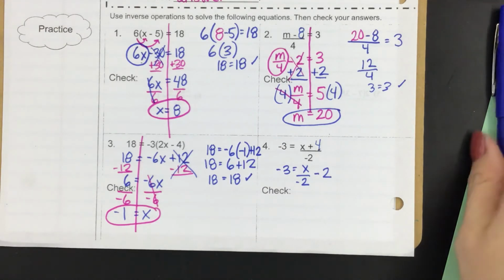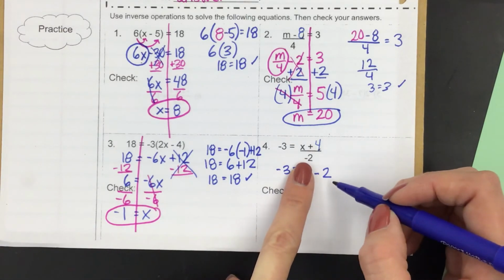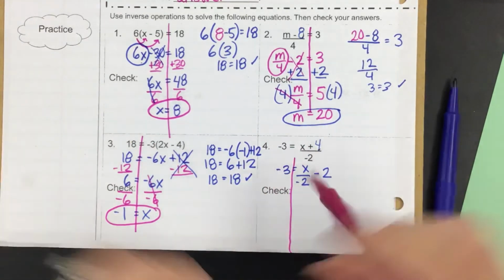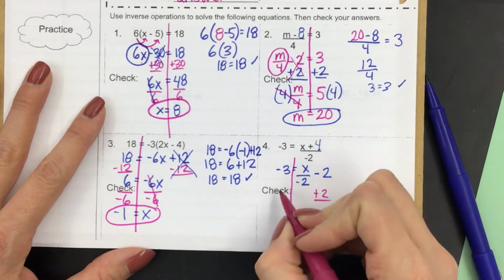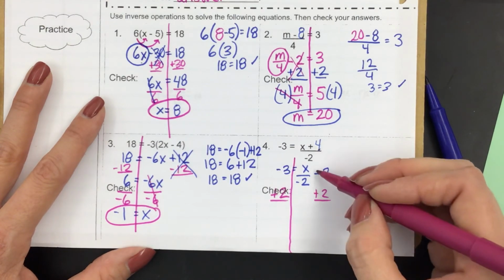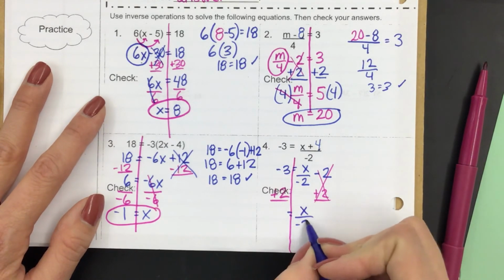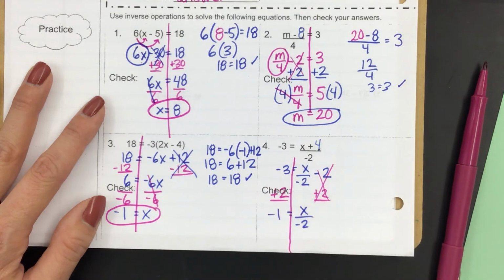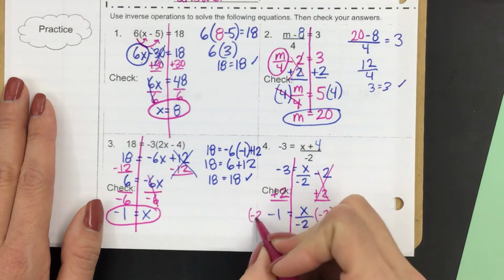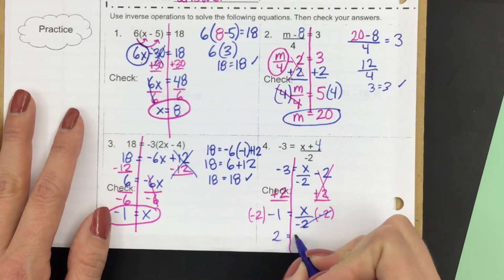Now, I can cover up the part that has the variable, and I can say, okay, well, the opposite of subtracting 2 is adding 2. So I'm going to add 2 here, and I'm going to add 2 here. Now, this is going to cancel out. Negative 2 plus 2 is 0. And I'll be left with x over negative 2. And this is negative 1. And then I'm going to multiply both sides by negative 2. This is going to cancel out. And I get 2 is x.